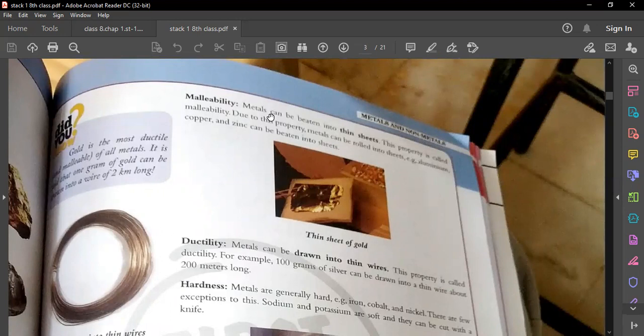All the metals will show the malleability property except mercury and gallium, because they are liquid. Sodium and potassium also show malleability. All the metals will generally show malleability.